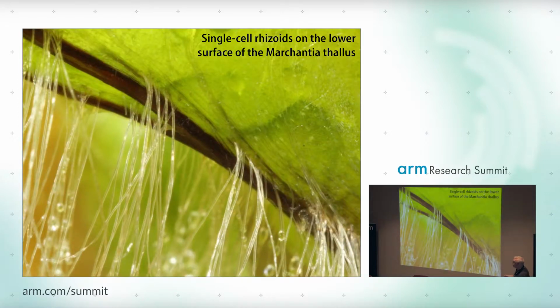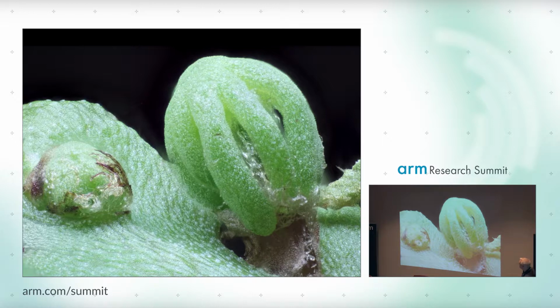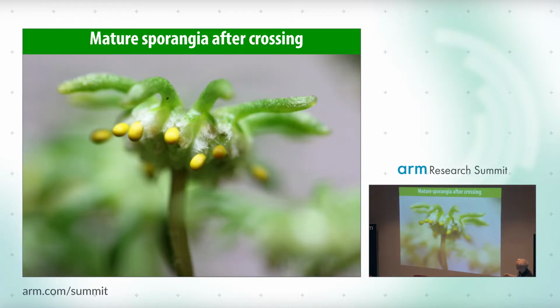You have no roots, but these individual hairs at the bottom part of the plant. You've got the ability to propagate not by making flowers and seeds, but rather by making these features which erupt from the surface of the plant and grow into these sexual features. And they make male and female parts. They're haploid. They cross and create spore capsules.